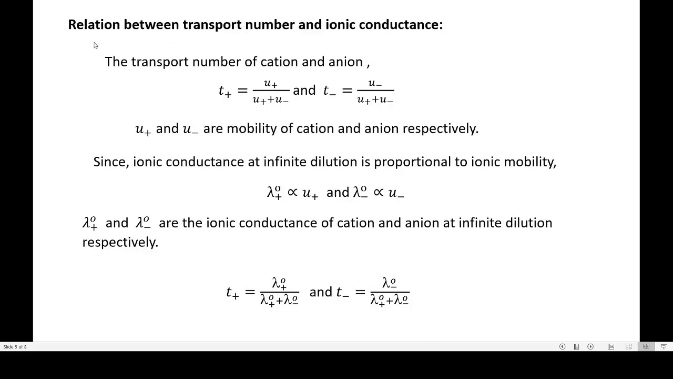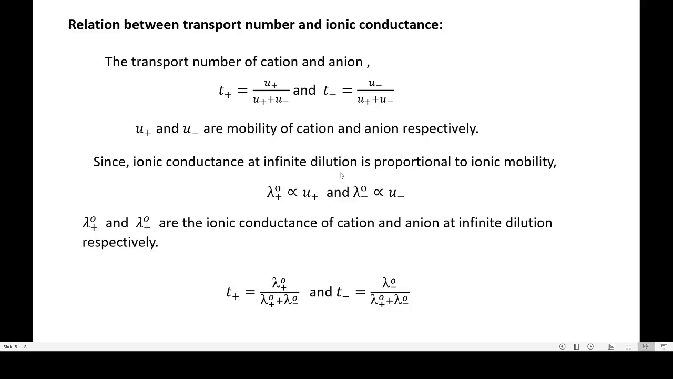Now let us see how to obtain the relation between transport number and ionic conductance. The transport numbers of cation and anion are given by the expressions T plus equals U plus upon U plus U minus, and T minus equals U minus upon U plus U minus, where U plus is the mobility of cation and U minus is the mobility of anion. So transport number is the fraction of current carried by an ion.